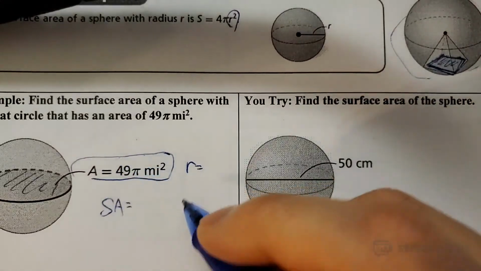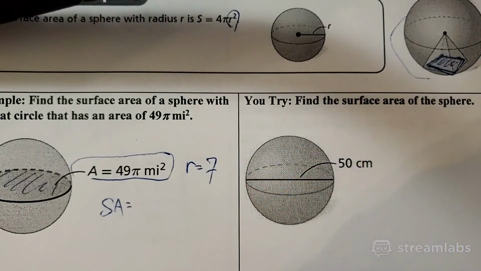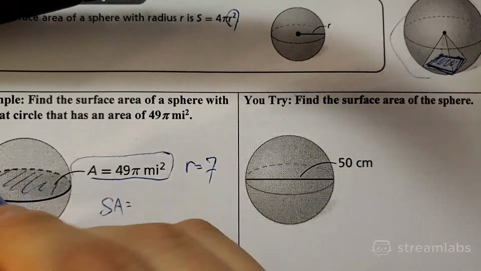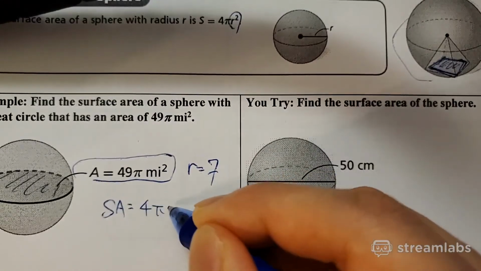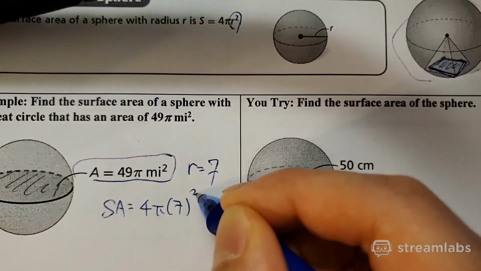If this is 49 pi, then the radius has to be 7, right? Because pi r squared, when you do the circle. Since that's the case, then surface area is 4 pi r squared.